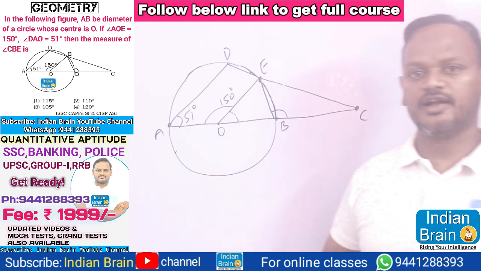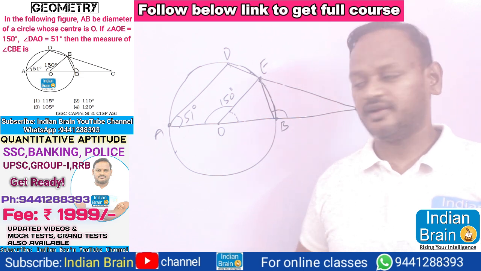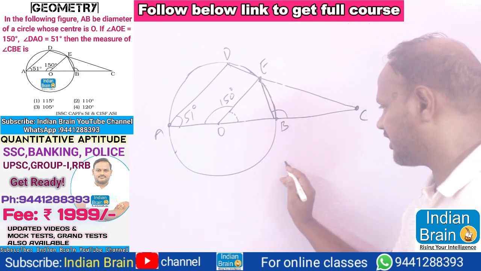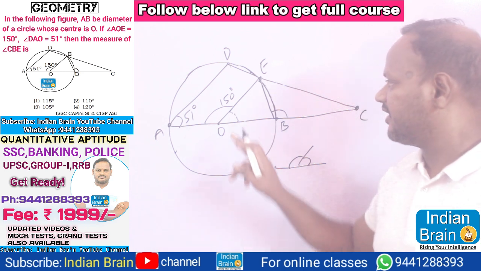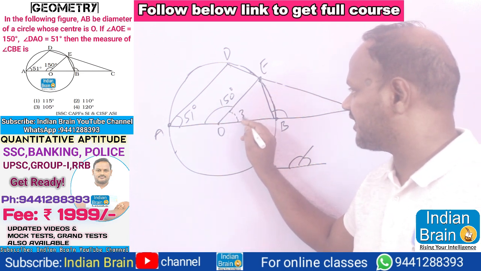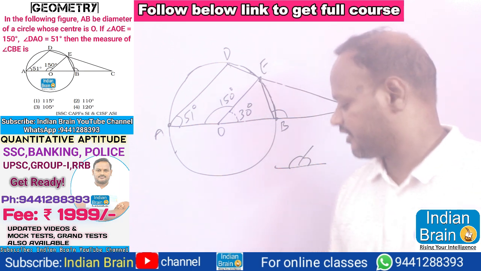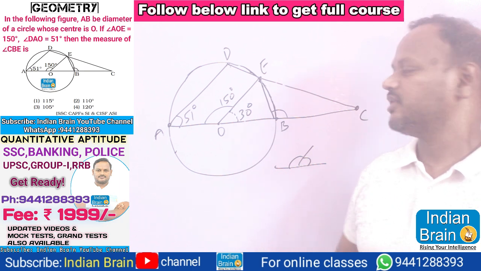Do you remember? According to geometry, the first property is the linear pair. What do you mean by linear pair? The sum of these two angles should be 180 degrees. That is called a linear pair. That's why the remaining angle can be 30 degrees. Is there any doubt in this one? 30 degrees, no doubt.